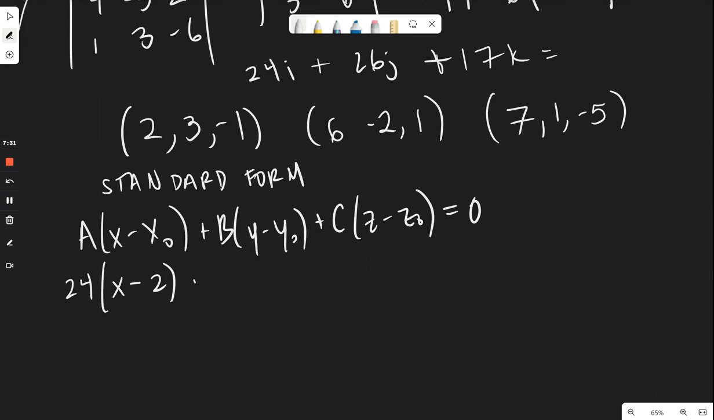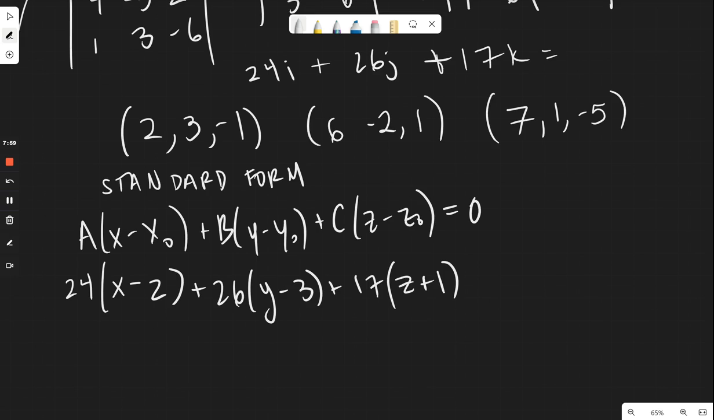So we'll say this plus b, we have y minus y naught. Actually, the actual standard form for this would just be if we took this and plugged in a, b, c as these. But I'm just going to plug in our x naught, y naught, and z naught just to show you what this actually means. So for b, we have 26 times y minus 3, plus 17 times z minus negative 1, which is just plus 1. And again, I'm just plugging in those coordinates for this plane.